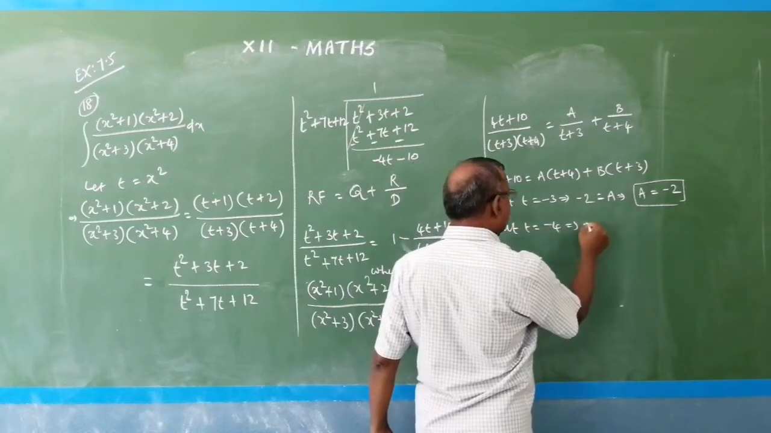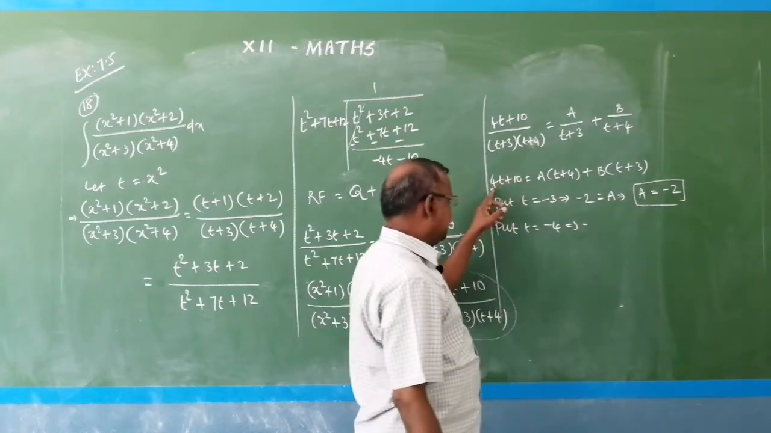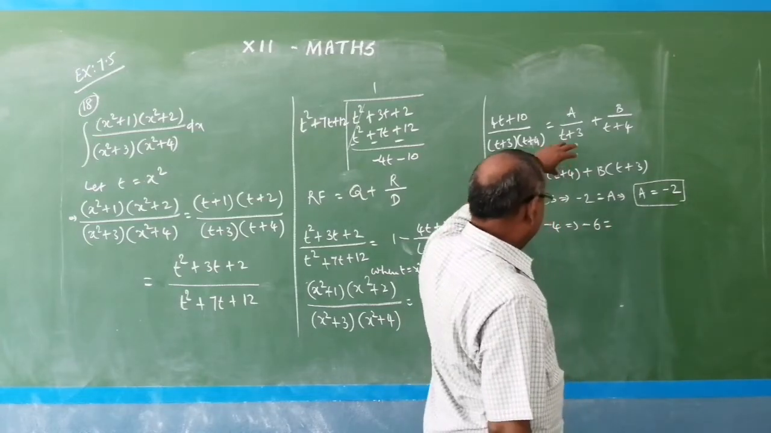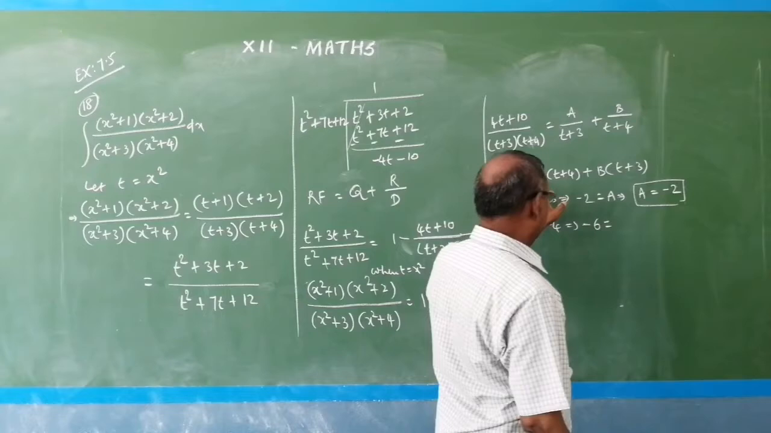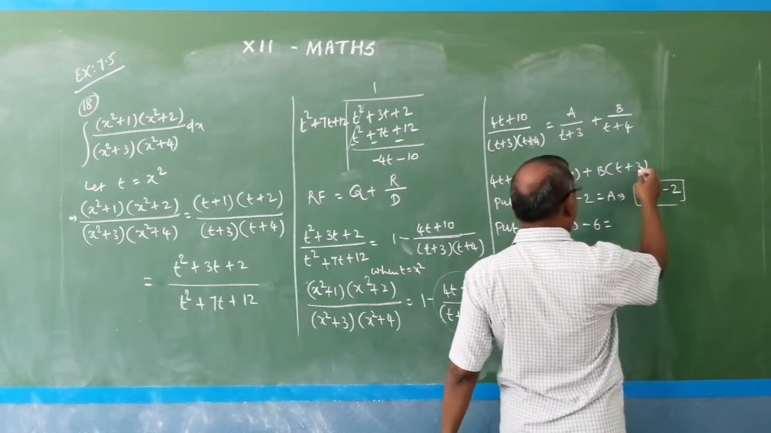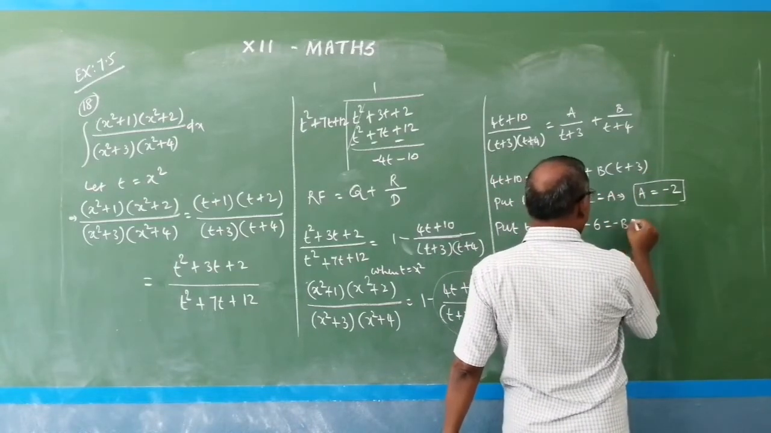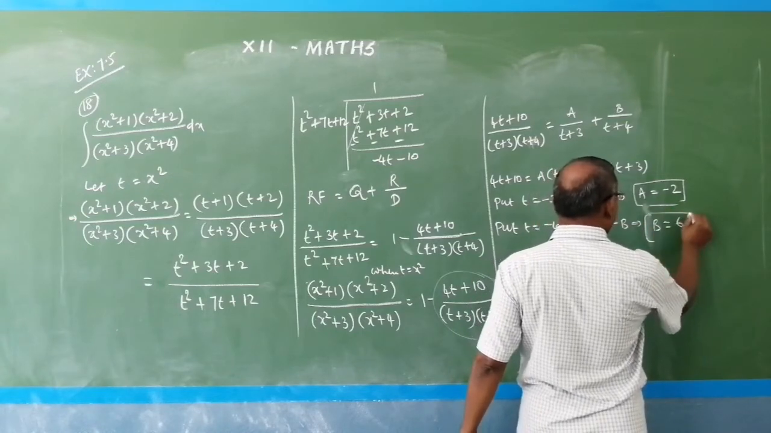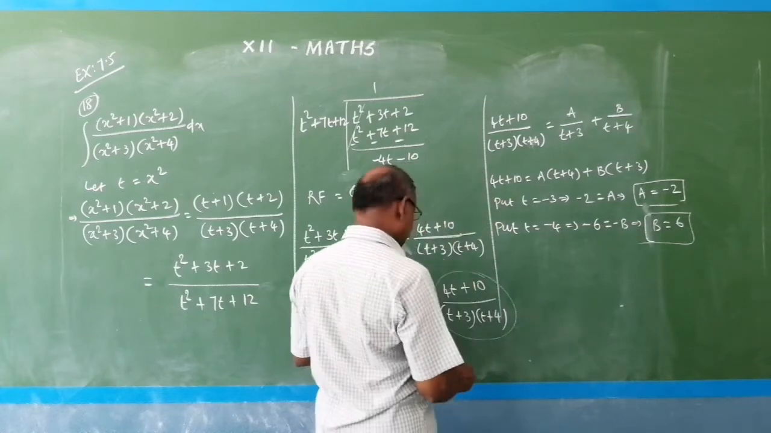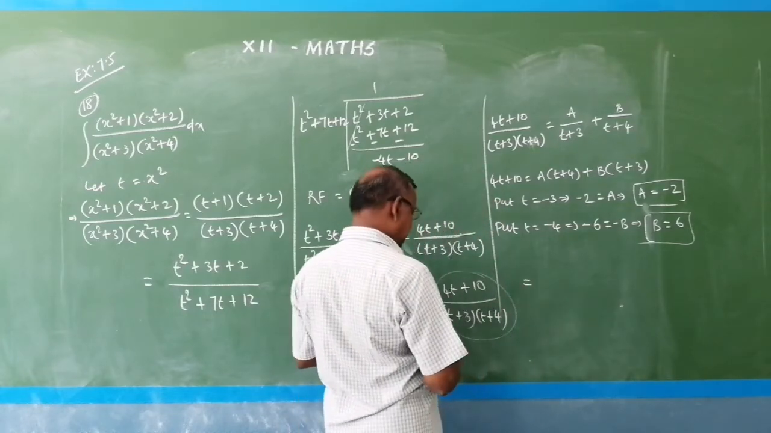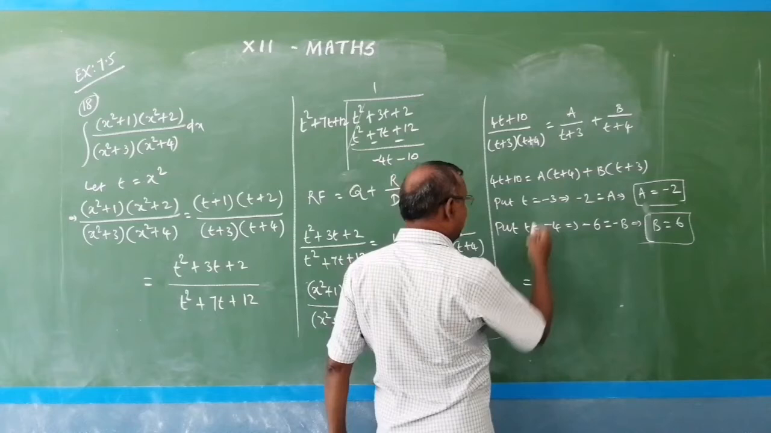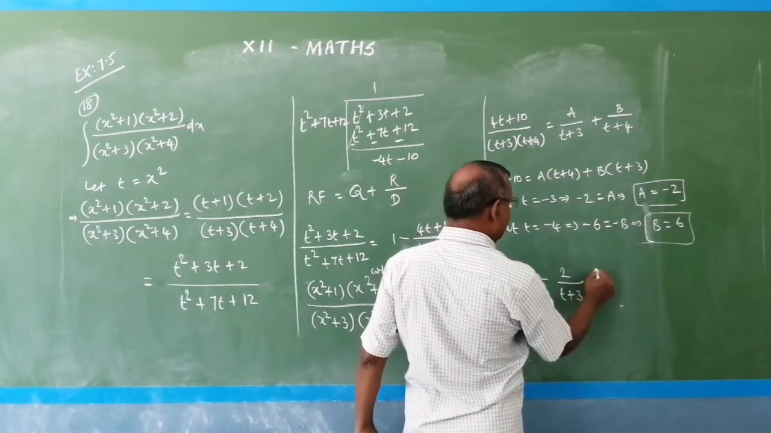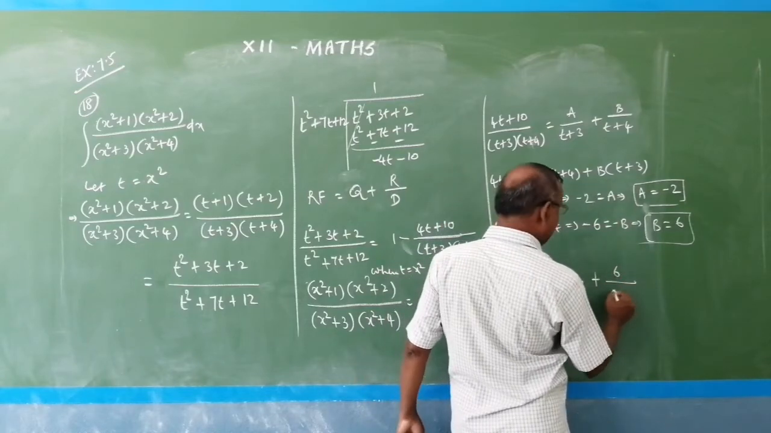Now put t equal to minus 4. The LHS, minus 4 means minus 16 plus 10, minus 6. So minus 6 equals, this part is 0 because minus 4 plus 4 is 0. Then minus 4 plus 3 is minus 1, so minus b. So the value of b is 6. Therefore this part is a by, that is, minus 2 divided by (t plus 3) plus b, 6 divided by (t plus 4).